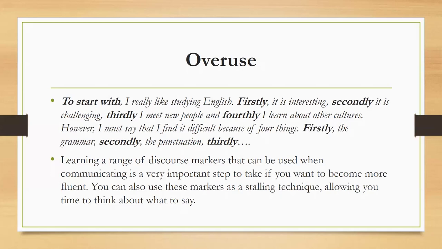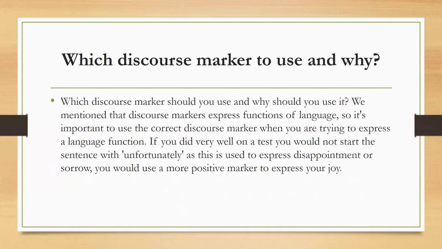So learning a range of discourse markers that can be used when communicating is a very important step to take if you want to become more fluent. You can also use these markers as stalling techniques, allowing you time to think about what to say. What discourse marker to use and why? Which discourse marker should you use and why should you use it?